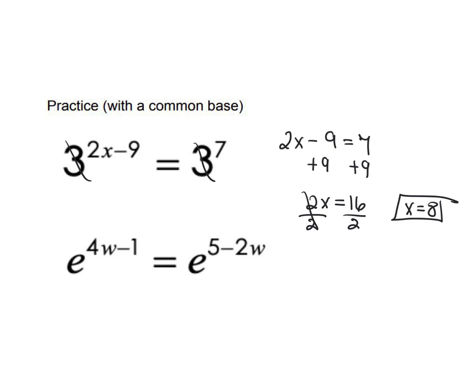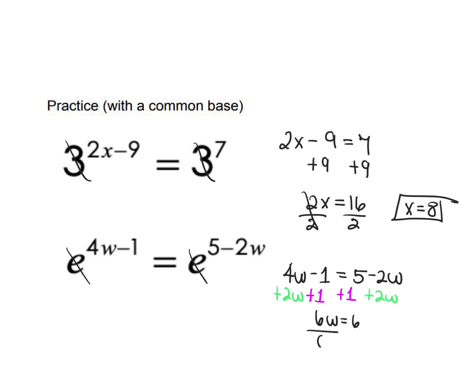The next one, same story. We're going to cancel out the e's. We get 4w minus 1 equals 5 minus 2w. Now we get 6w equals 6. Divide both sides by 6. We get w equals 1.